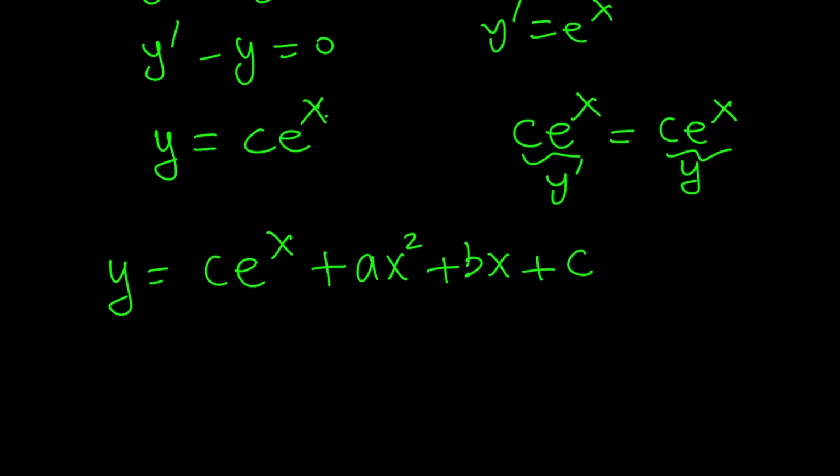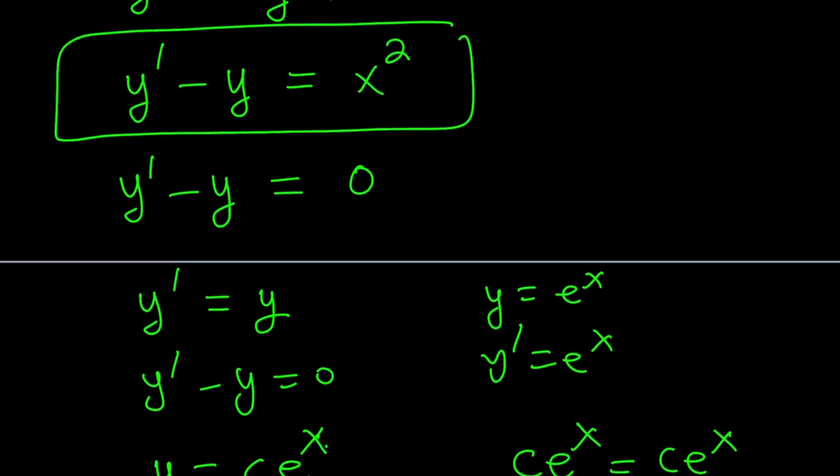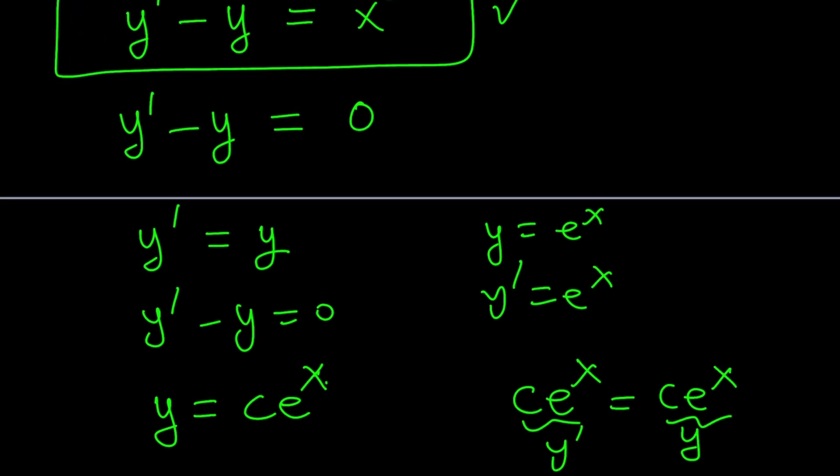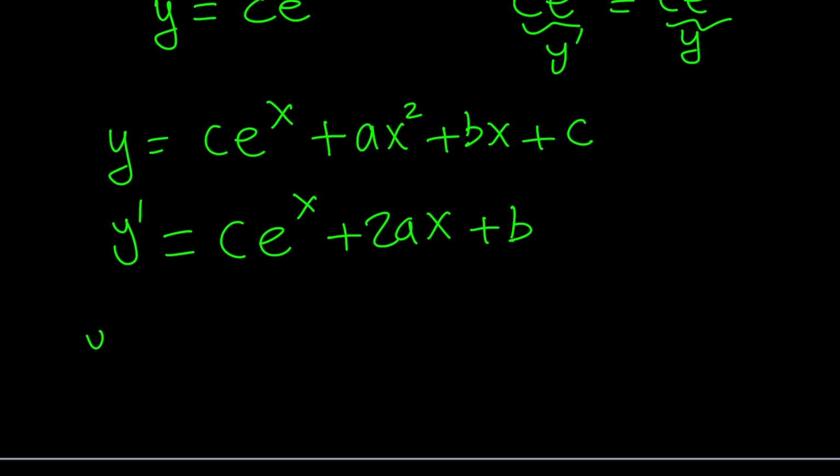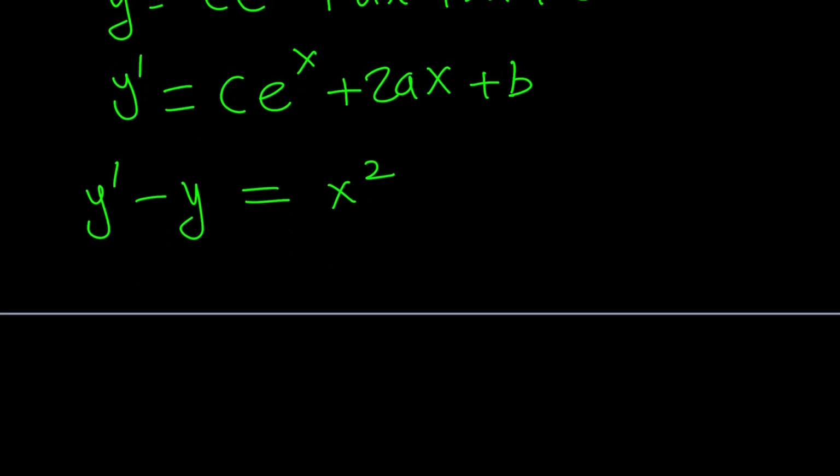Now here's what's going to happen. When you differentiate both sides, you're going to get y prime, and then we're going to plug it into the original equation, and therefore we're going to find the solution. Let's go ahead and do it. Y prime: the derivative of c e to the x is just c e to the x. That doesn't matter. The derivative of the quadratic is more interesting, 2ax plus b. And then our equation was y prime minus y equals x squared, remember?